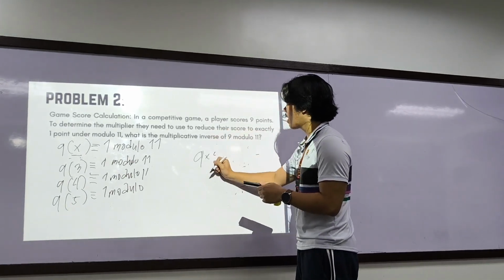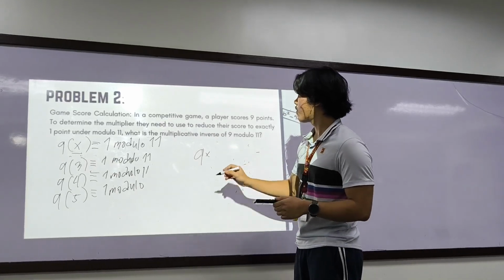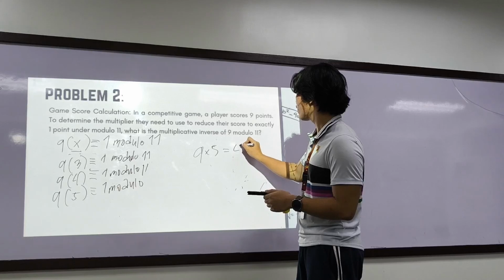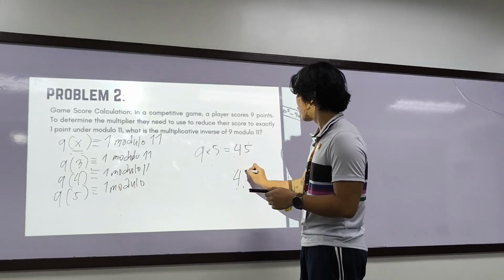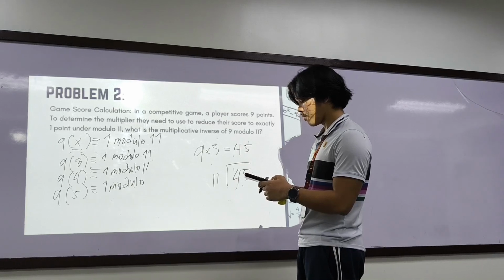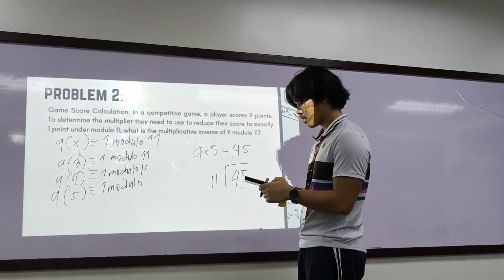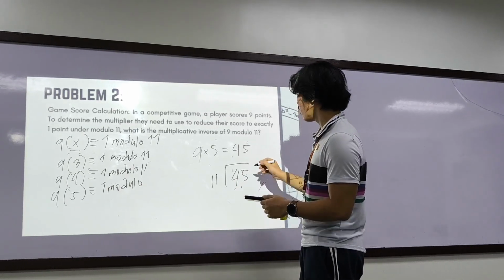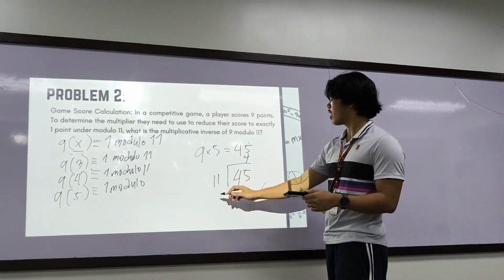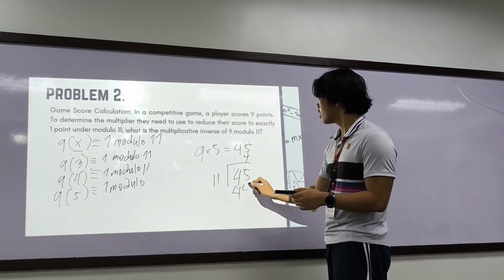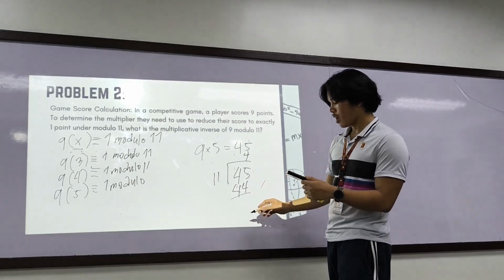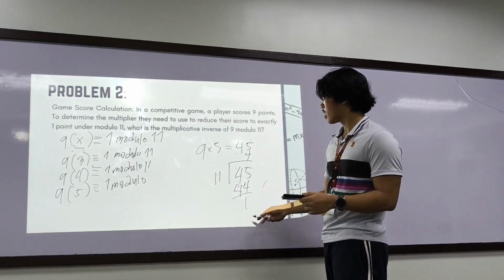So let's multiply 9 by 5, the next number. So 9 times 5 is equal to 45. And we will divide 45 by 11, and we will have the value of 4. And when we multiply 4 by 11, we have 44. And when we subtract 44 from 45, we will have the remainder 1.